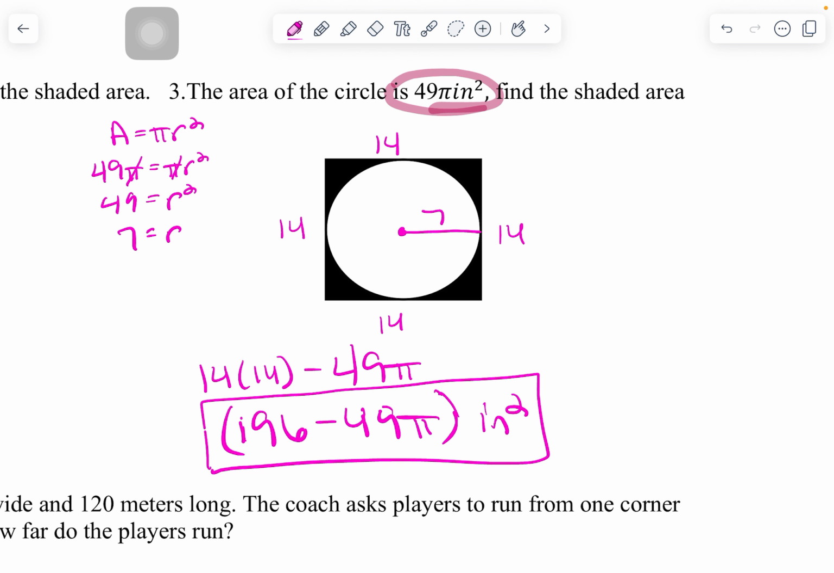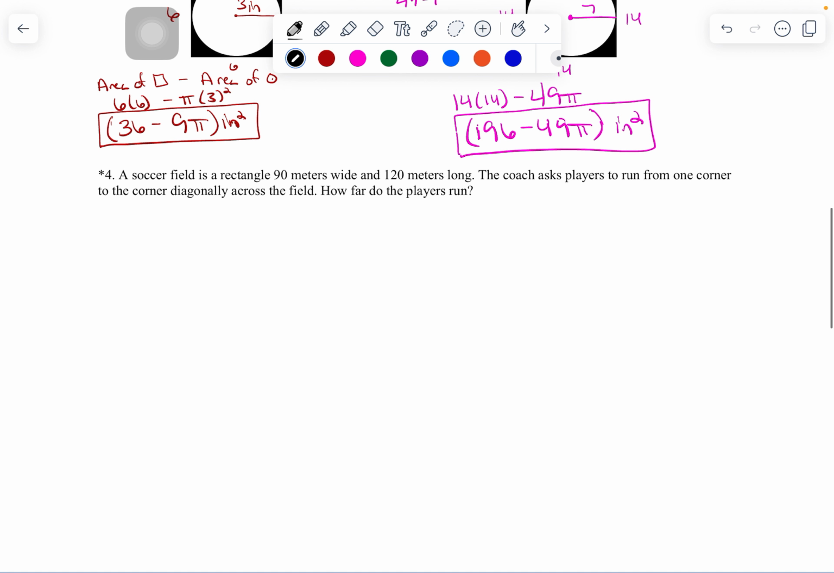All right. Last but certainly not least is problem number 4. We've got a soccer field. A soccer field is a rectangle, so I'm going to go ahead and draw a rectangle. Let's go 90 meters wide, 120 meters long.